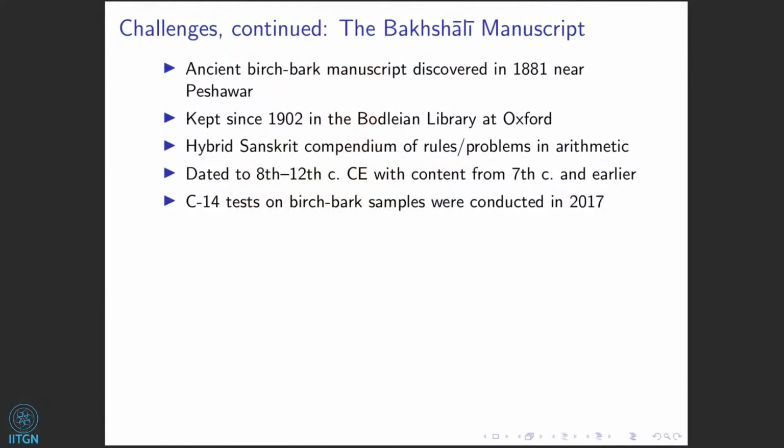It has been dated as a physical object to around the 8th to 12th century of the Common Era, but containing mathematical knowledge from at least the 7th century and probably considerably earlier. And why it got a write-up in the Guardian newspaper is because at Oxford in 2017, various carbon-14 tests were conducted for dating small samples of the birch bark it's made of. And here's what they found.